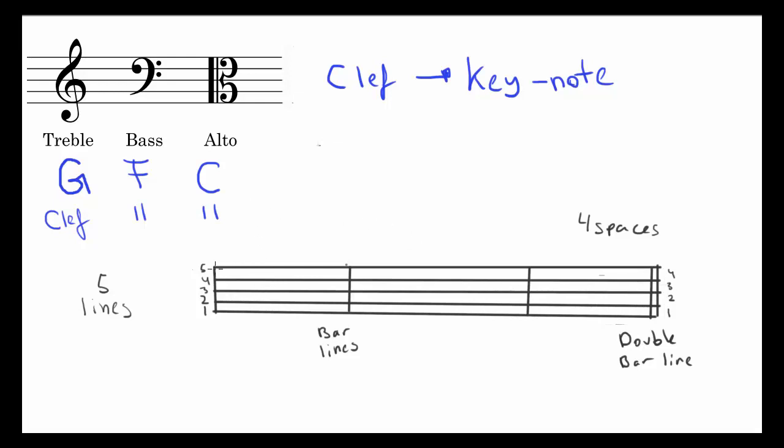Okay. Now, as you can see here, we have three different boxes. Why don't we number these ones? 1, 2, and 3. And these boxes, we're going to call them measures. So we have 1, 2, and 3 measures, and we have 2 bar lines.